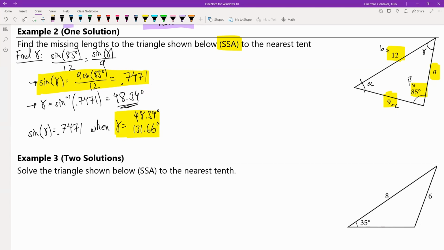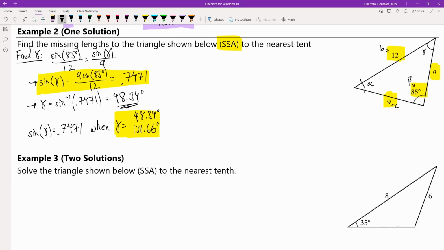Which means both of these angles, hopefully you guys are following along here, both of these angles will satisfy our initial statement, okay? This is how we double check to make sure that we don't have what's called the ambiguous case, the one from below, the 2 solution, okay? So here's the verification, okay?